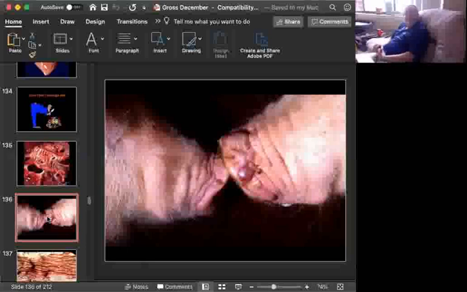Okay, slide number two is tissue from two pigs. Can you give me a morphologic diagnosis? And I would like five possible causes. Five.